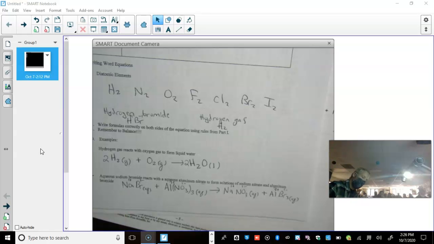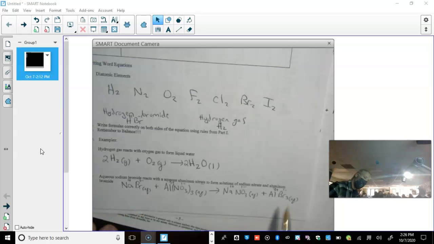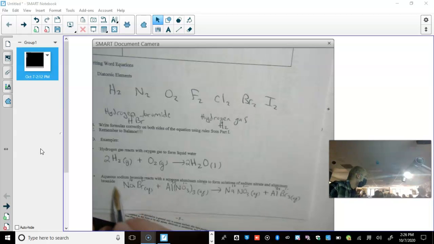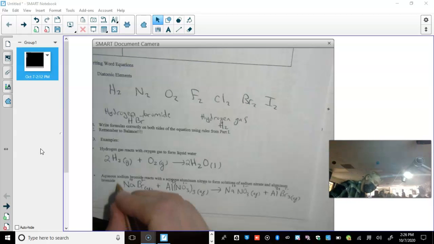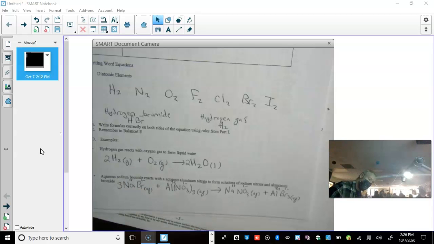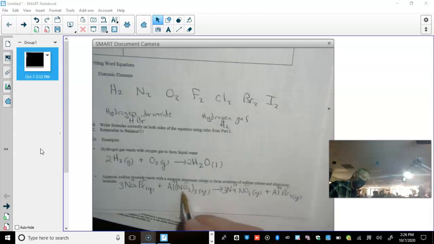We got 1 sodium on each side, we got 3 bromines and 1 bromine. So what coefficient goes in front of the NaBr? 3. All right, that gives us 3 sodiums and 1 sodium. What goes in front of NaNO3? 3. 3 nitrates. We already got 3 nitrates, 1 aluminum, 1 aluminum, and it's balanced. All right, and that's writing a word equation.